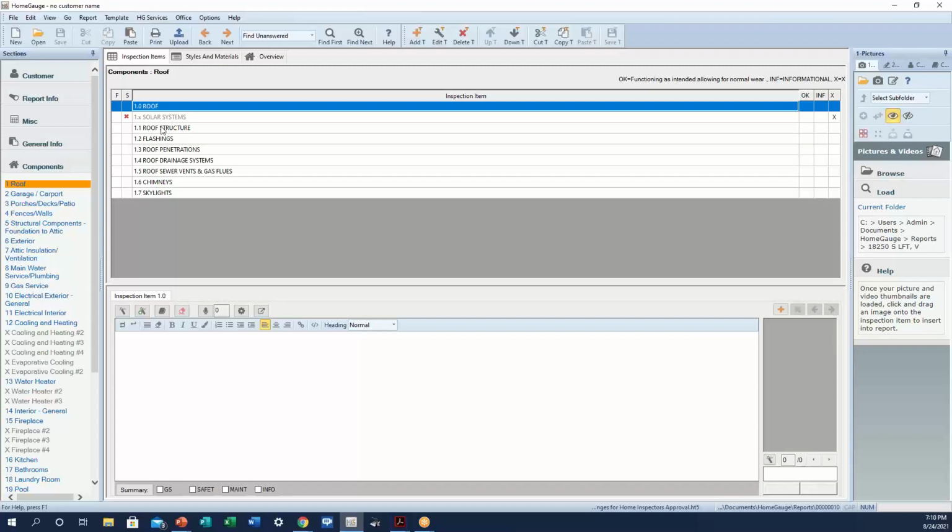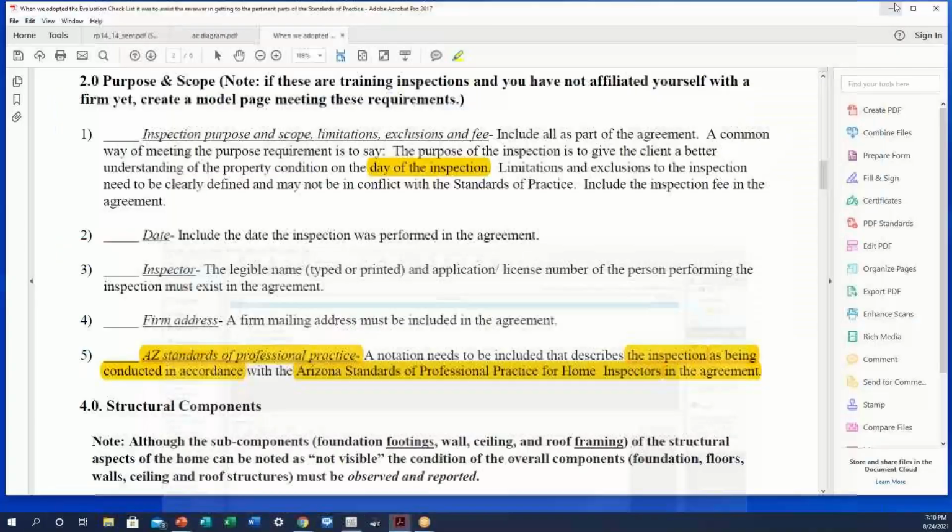Okay. These are items. So let's go ahead and close this down a minute, and we'll see when we get to the roof section what it says. Okay. So does everyone have any questions about 2.0? What has to be in your contract? Take a picture with your screenshot so you know what it is.